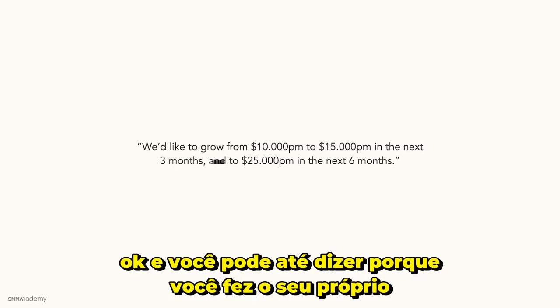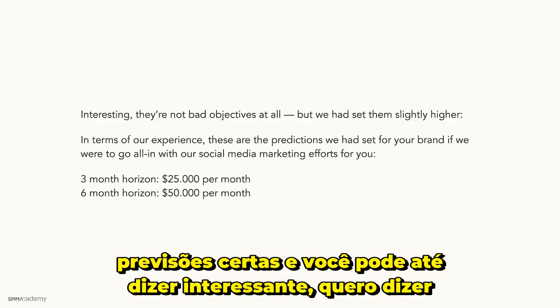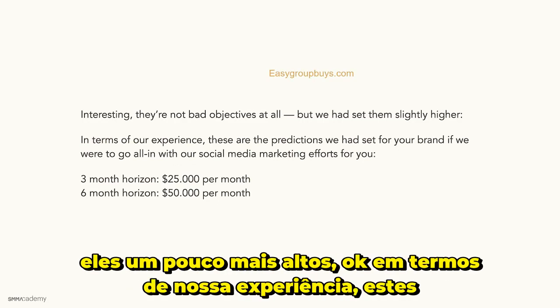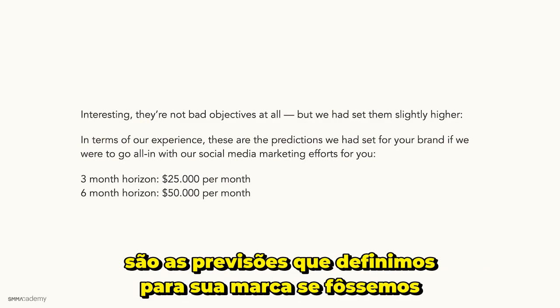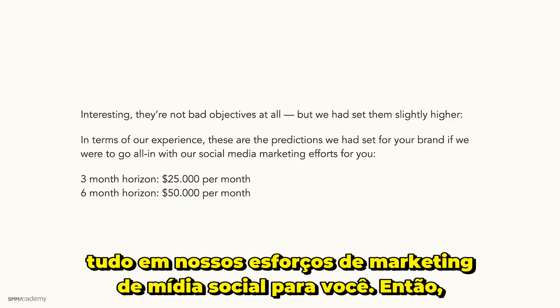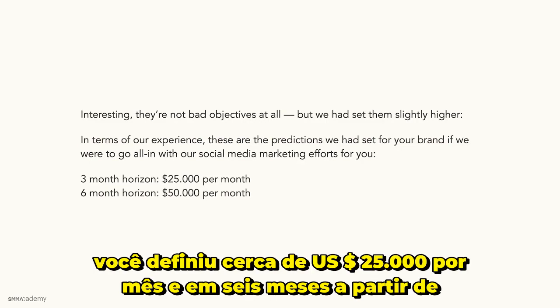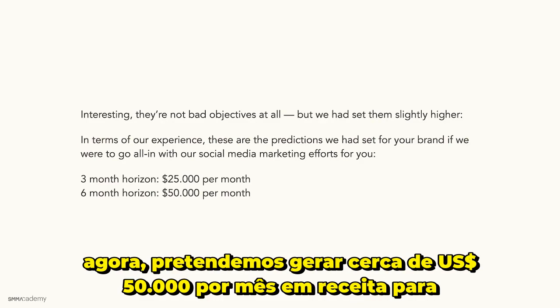Okay. And you can even say, because you've made your own predictions, right? And you can even say, interesting. I mean, they're not bad objectives at all, but we had set them slightly higher. Okay. In terms of our experience, these are the predictions we had set for your brand if we were to go all in with our social media marketing efforts for you. So in terms of the 3-month horizon, we'd be aiming to have you set at around $25,000 per month. And in 6 months from now, we're aiming for around $50,000 per month in revenue for you guys, okay?